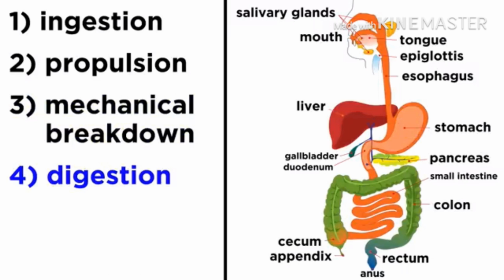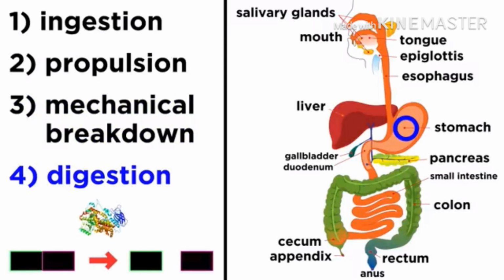Fourth is digestion. This is the part that is more formally referred to as digestion. This is when enzymes perform highly directed chemical reactions to break down polymers in the food, breaking protein down into individual amino acids, polysaccharides into individual monosaccharides, and so forth. This is different from the earlier mechanical methods of breakdown.